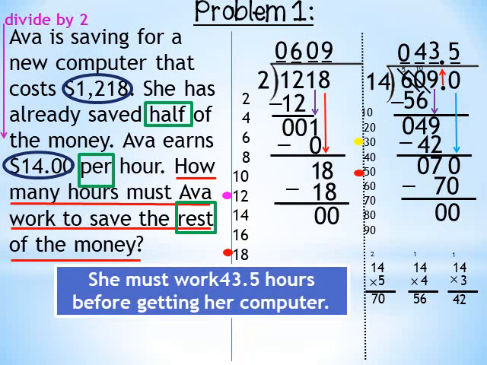So Ava's going to need to work 43.5 hours to save up that extra $609. So she actually has to work 43 and a half hours. She must work 43.5 hours before getting her computer.